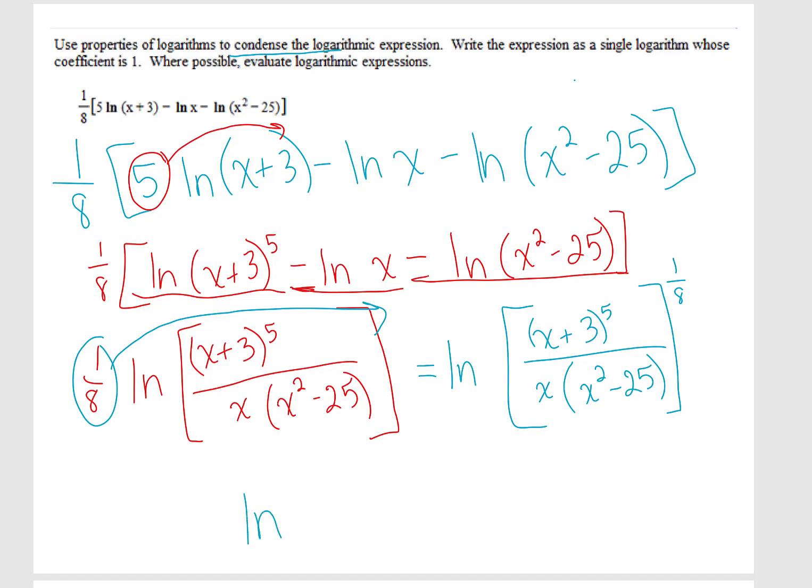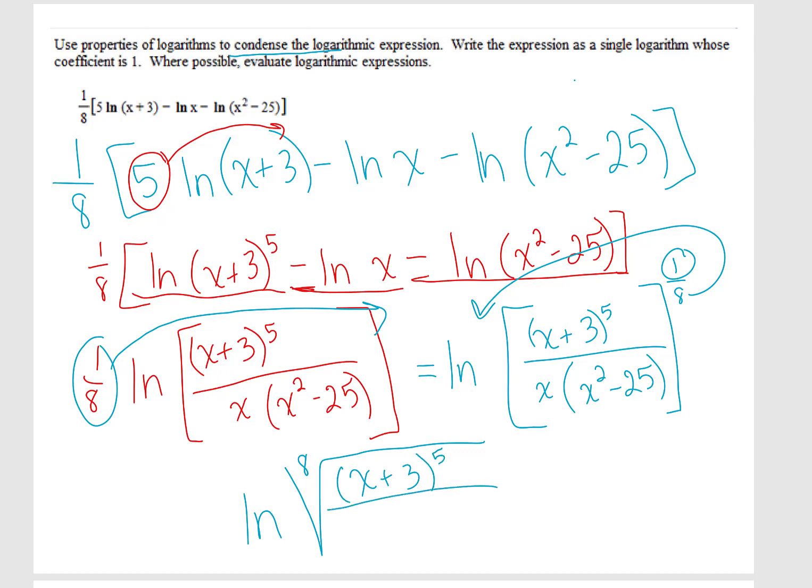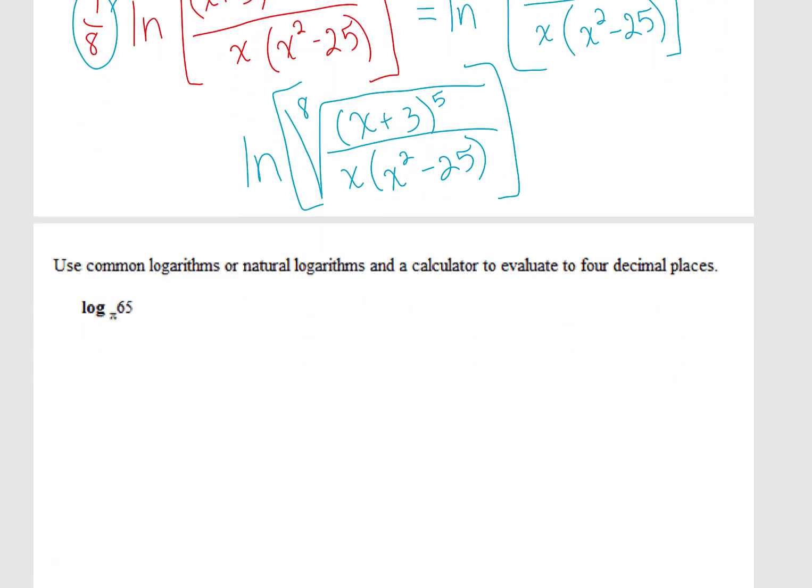So remember, this stays put. This bottom one goes up front. So the eighth root of x plus 3, goodness gracious, over up to the 5th over x times x squared minus 25. And that would be your answer. Practice, I promise, it gets better.